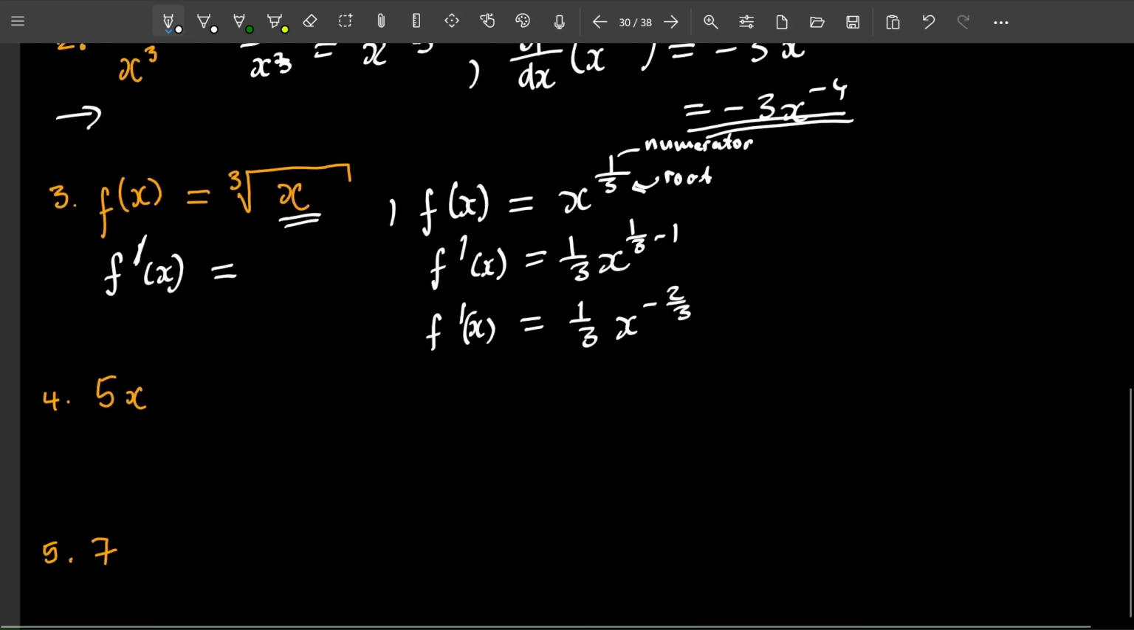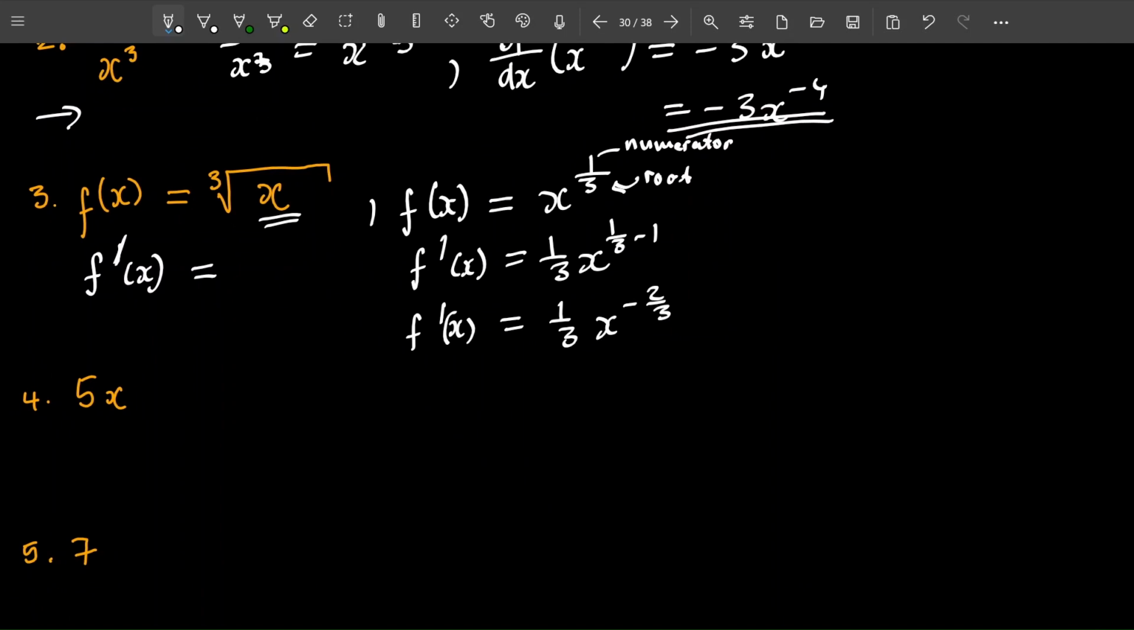Now I go to number 4. I have 5x, and I'm supposed to find the derivative. Okay? So I'll just say d dx, the derivative of 5x is going to be equal to, now this is the easiest one. Whenever you differentiate something that only has an x, it's not x to the power of something, it's just an x. When you differentiate it, you just get the number, so it's going to be 5. Okay? The derivative of negative 3x is just negative 3. The x just disappears.